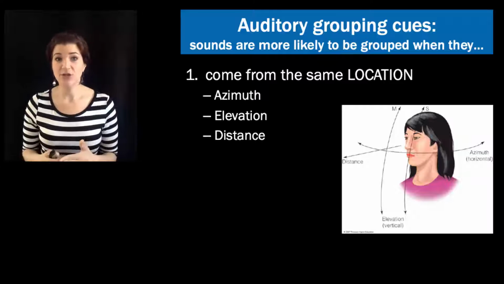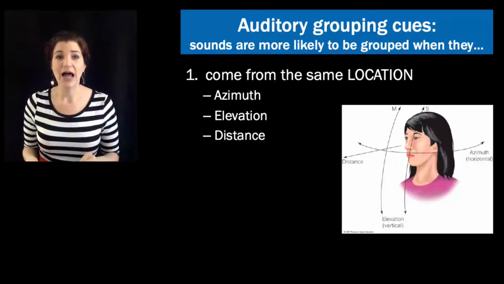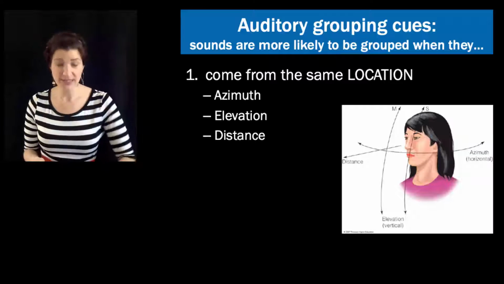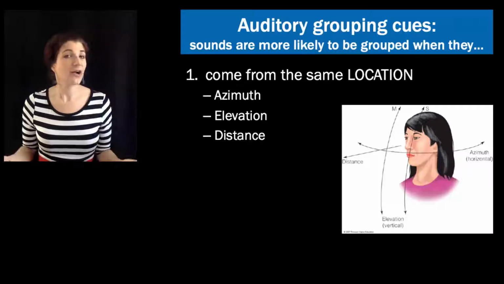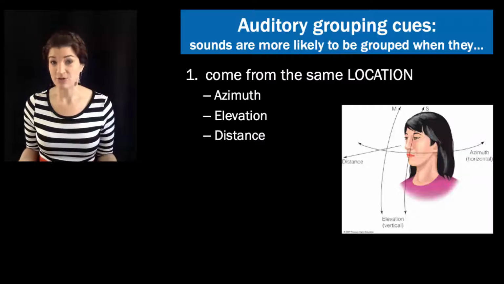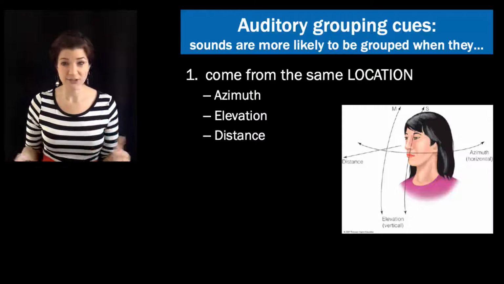And we'll talk about location in 3 different realms. Azimuth, which is like location in the horizontal plane around you, elevation, how high or low the sound is coming from, and distance, how far away it is. Now, there are clear evolutionary reasons to know where sounds are coming from. Right? If you hear a twig snap in the night, you hear a growl, you want to know where it's coming from so you can orient and protect yourself.